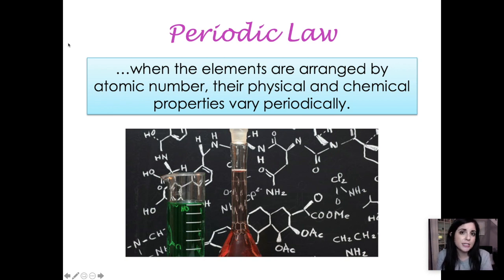And you've also started to kind of get the idea about how the periodic table is put together. So you know all of your alkali metals are in group 1, your halogens are in group 17, and you've seen a little bit about why that happens. But we're going to talk a little bit more about that today, and we're going to talk about periodic law. And periodic law says that when the elements are arranged in order of increasing atomic number, their physical and chemical properties vary periodically.